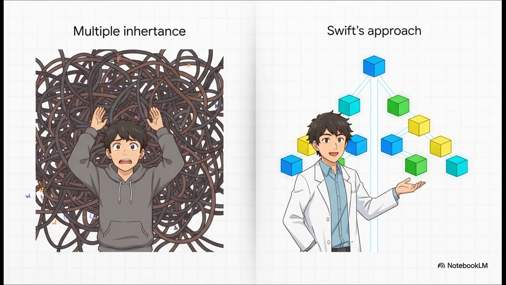And why does this matter so much to you as a developer? Well, this approach naturally guides you toward writing cleaner, more modular code. You totally avoid the ambiguity of the diamond problem, which means your code is just plain safer and more predictable. You get all the flexibility you were looking for, but without any of the tangled complexity that multiple inheritance often brings. It's really the best of both worlds.